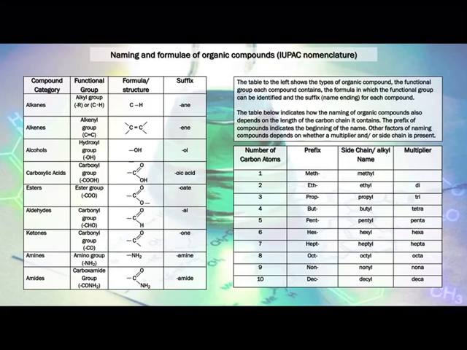So if it has one carbon atom, for example, it will begin with meth. If there is a side chain present, it will actually begin methyl. And the multiplier just indicates how many of these side chains there are. So if there were 2, for example, it would be diethyl, and then whatever the ending would be for that particular compound.